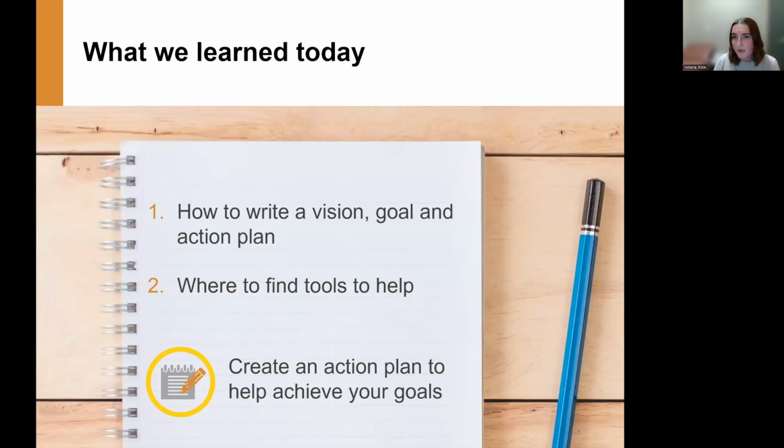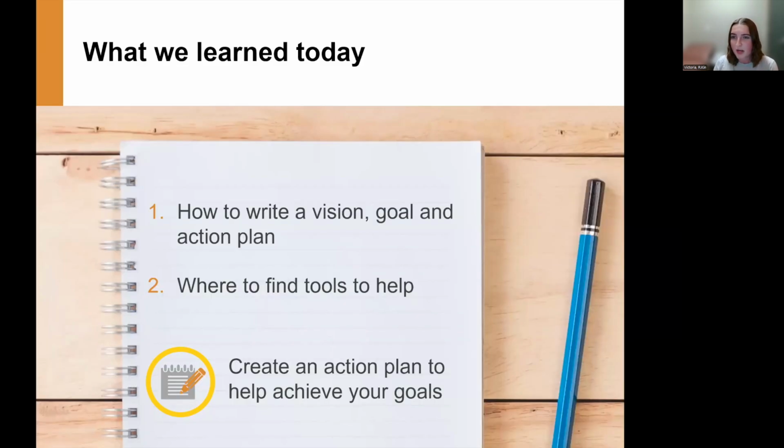And then just recapping what we discussed today. So we talked about how to write a vision, goal, and action plan, as well as where to find some more tools to help, Cardiac College being a big one. And that is actually it from me today. So I do hope that you were able to take some new information away about goal setting, and this kind of acts as a nice starting point for you with regards to goal setting, action plans, and making your vision.